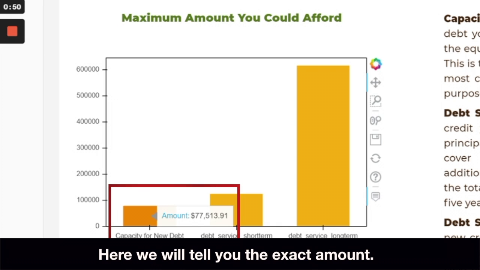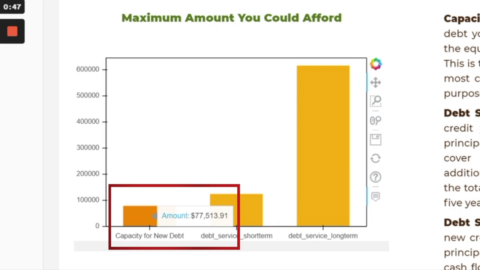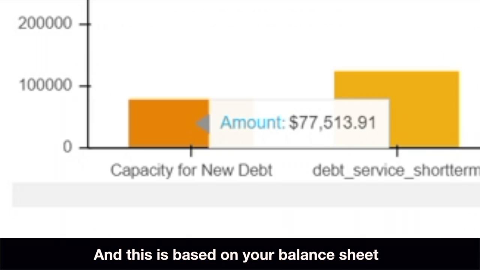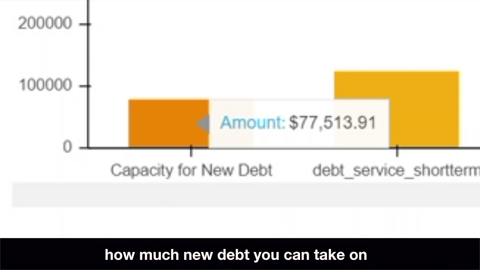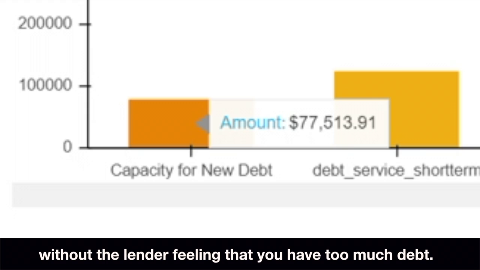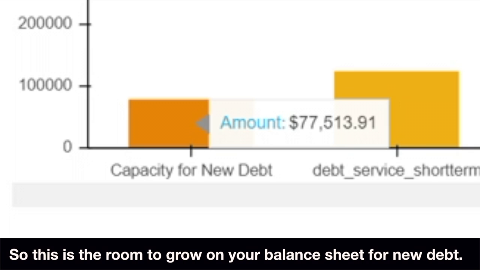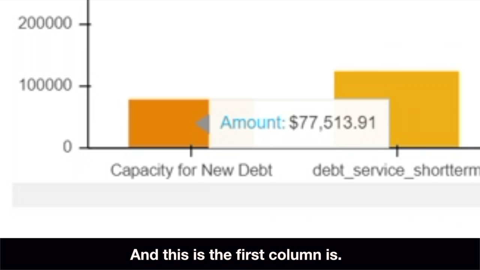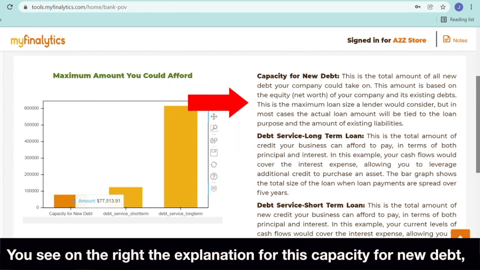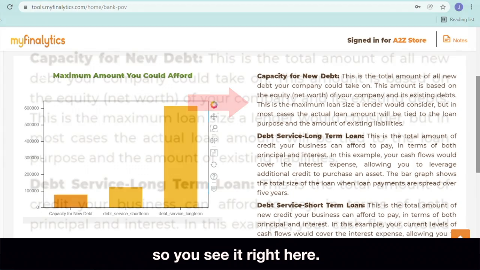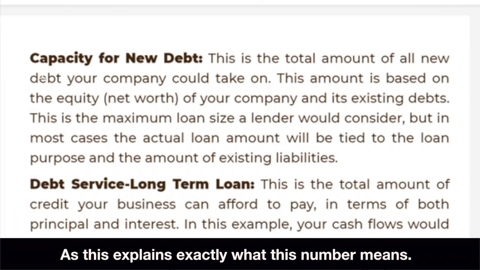Here, we will tell you the exact amount, based on your balance sheet, of how much new debt you can take on without the lender feeling that you have too much debt. So this is the room to grow on your balance sheet for new debt. And this is what this first column is. You see on the right the explanation for this capacity for new debt, and it explains exactly what this number means.